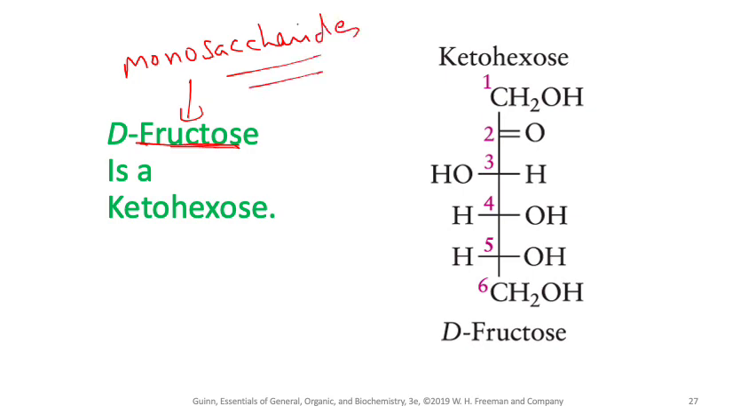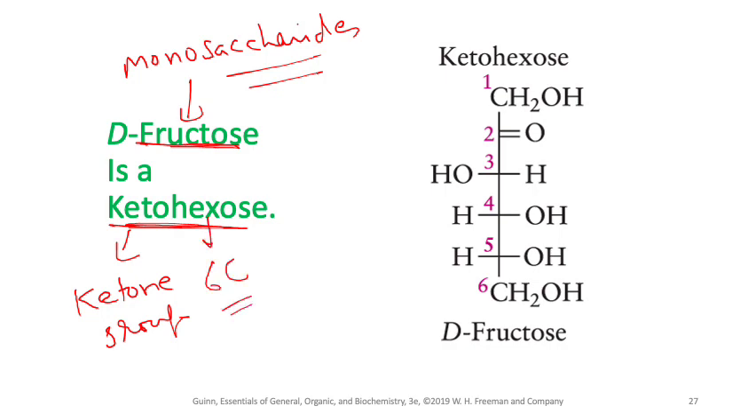Right, we're going to talk about the other two monosaccharides later on, but just remember fructose is one of the monosaccharides, and fructose is a ketohexose. Keto means it should have a ketone group, and hexose means 6 carbon. So let's say this is the Fischer projection for fructose. So you have 1, 2, 3, 4, 5, 6.